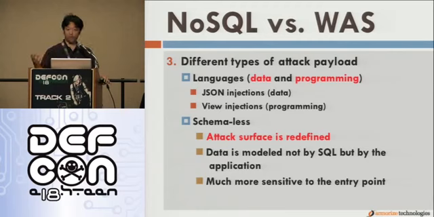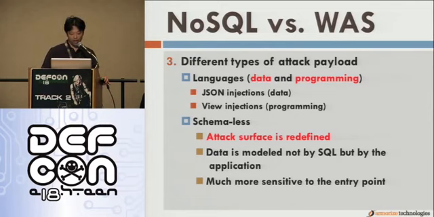And for programming language manipulation, for example on CouchDB, we're basically doing view injections. We're injecting JavaScript. Do we have that type of payload database for us to test out view injections inside a NoSQL web application?